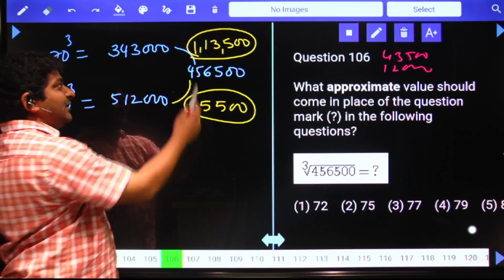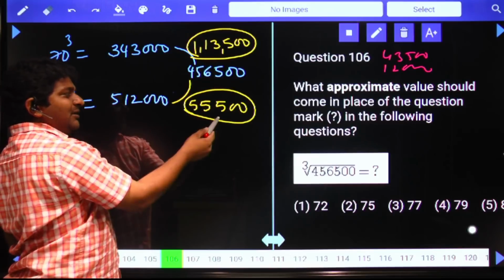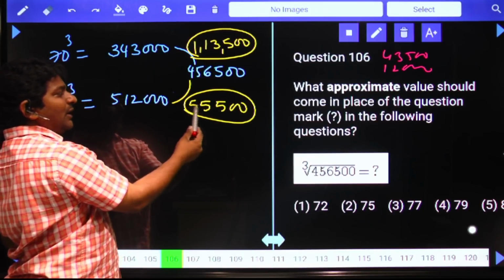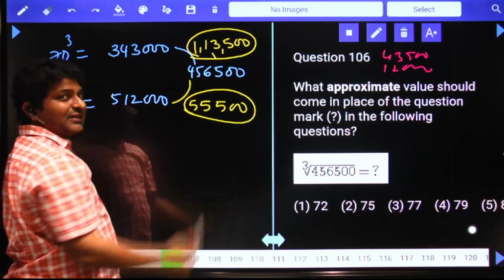Approximately, this is almost double. Exactly 2 times of this number is 1,11,000 and you still have more than that.